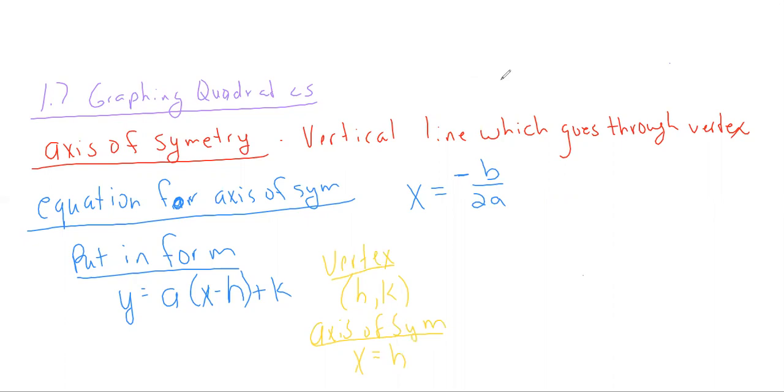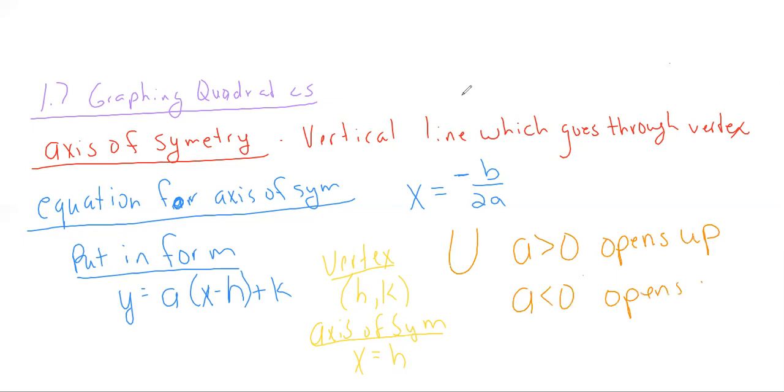Now there's one other thing this form tells you. Most of you should know this from Algebra 2. Some of you don't. That's okay. We'll get it figured out. So, look at a. If a is greater than 0, it opens up. So, it's a parabola that goes this way. If a is less than 0, it opens down, like that. All right?